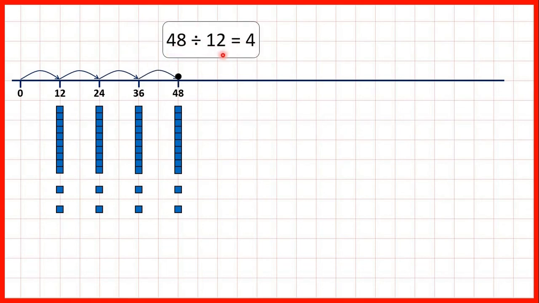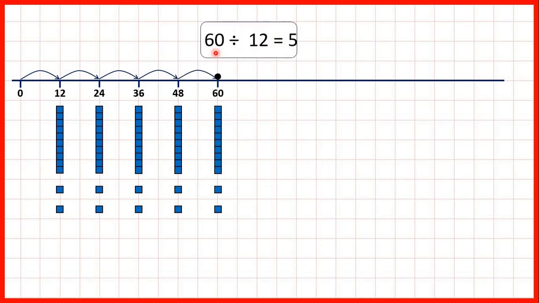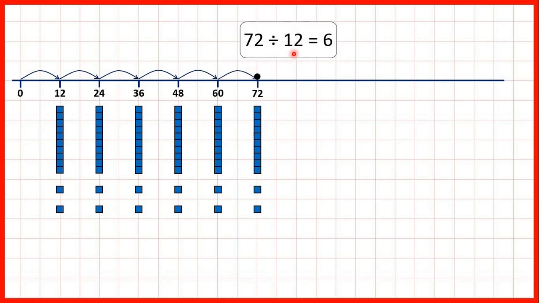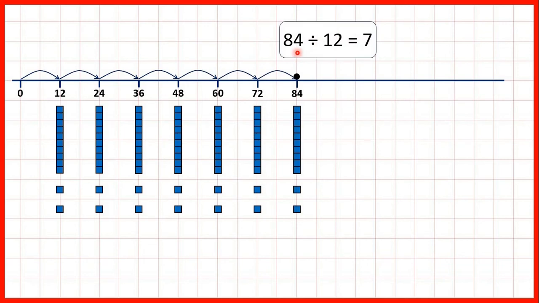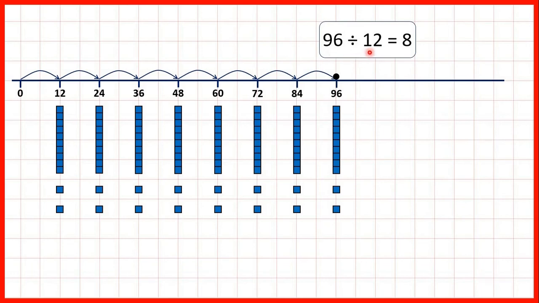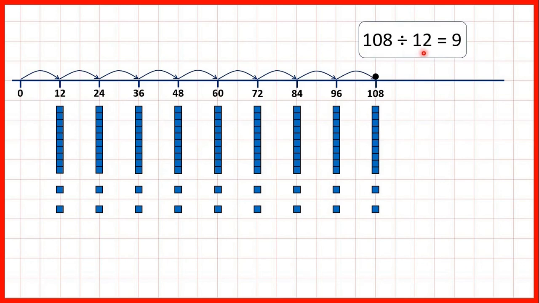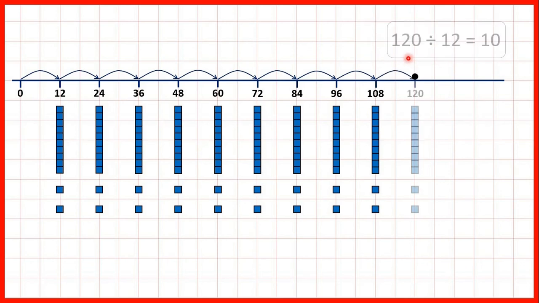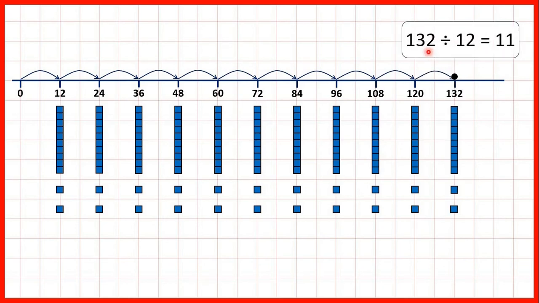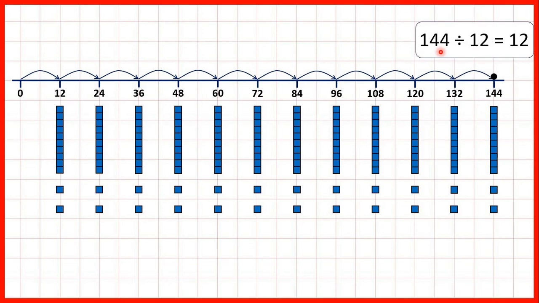48 divided by 12 is 4. 60 divided by 12 is 5. 72 divided by 12 is 6. 84 divided by 12 is 7. 96 divided by 12 is 8. 108 divided by 12 is 9. 120 divided by 12 is 10. 132 divided by 12 is 11. And 144 divided by 12 is 12.